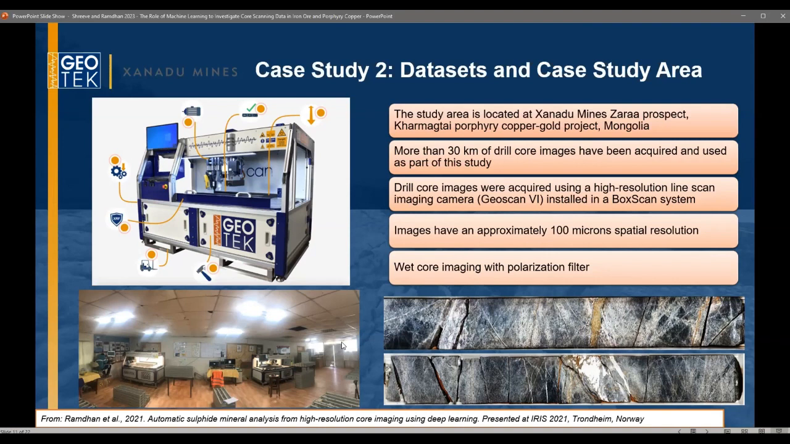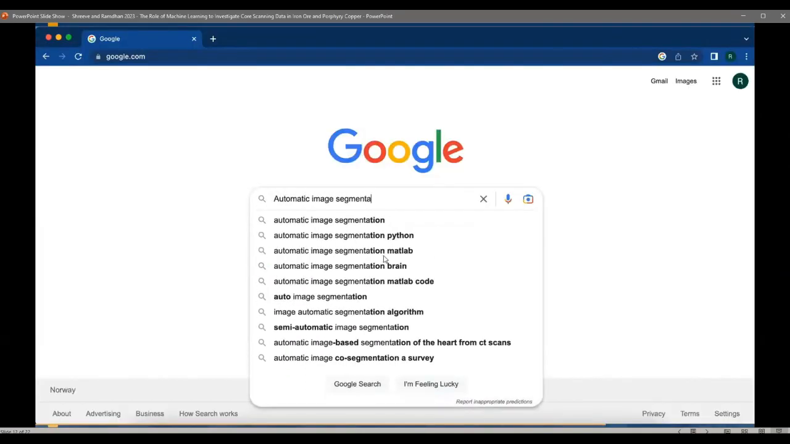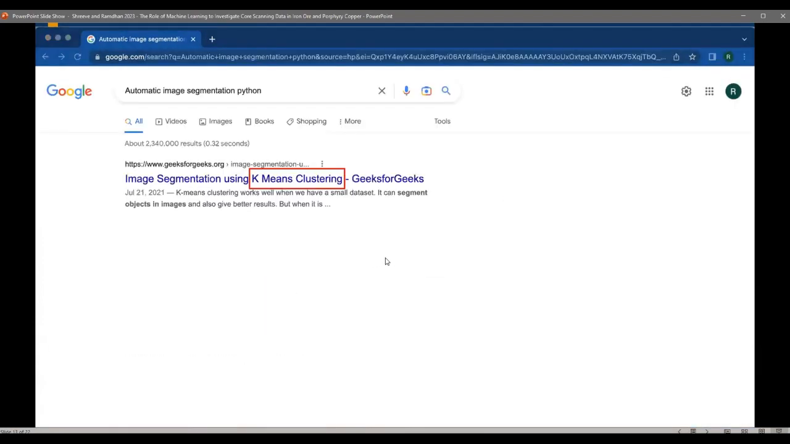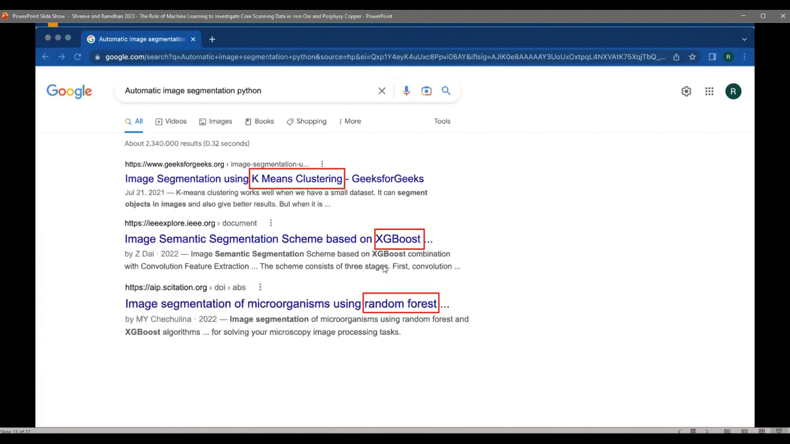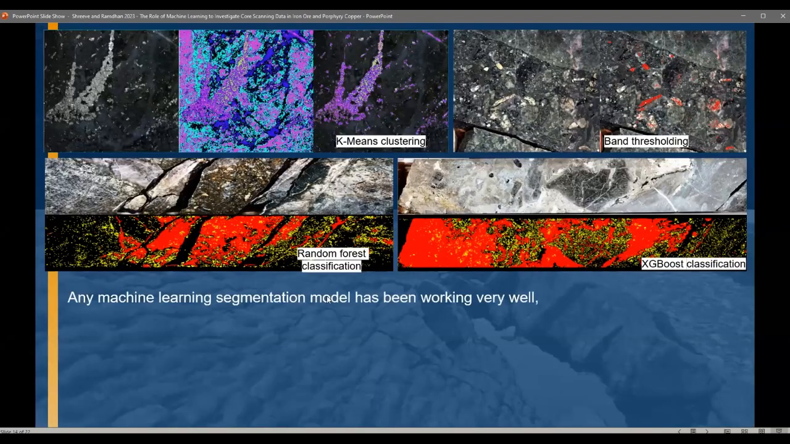Now, this is a much more complex problem, and we need to use a more supervised approach to doing it. So the first thing we do is have a think, well, how can we do this? So we turn to our trusty, faithful Google, and we type in automated image segmentation Python, and we get a series of responses. We can do it by K-means clustering, XGBoost, random forest, UNet. There's a whole range of different things that we can achieve here. Now, all of them work reasonably well.